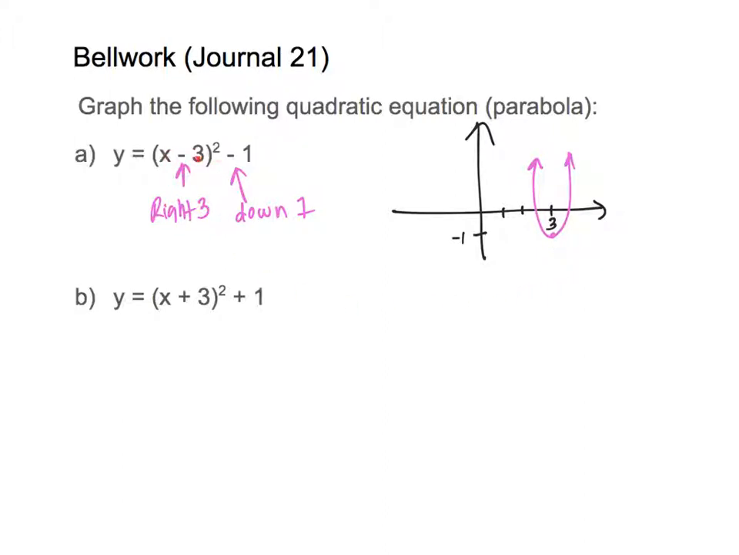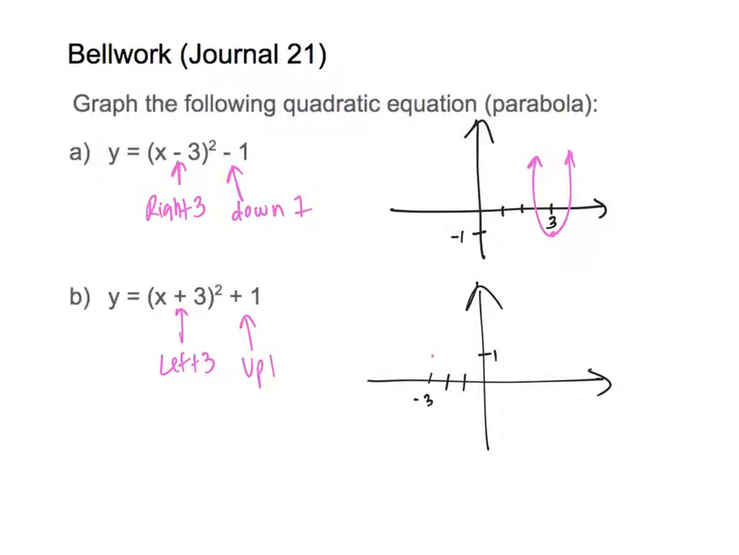So just as a reminder, the inside of the parentheses tells you right or left, and the outside tells you up or down. So in this problem here, there is a positive 3 on the inside, so this is going to be left 3, and there's a positive 1 on the outside, so that means up 1. And so when I plot my vertex, I need to go left 3, so that's -3, up 1, and plot my vertex and draw my parabola pointing up.